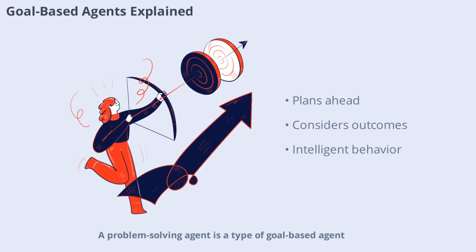A problem-solving agent is a type of goal-based agent. This means it decides what to do by finding sequences of actions that lead to desirable states. Unlike simple agents that react to immediate stimuli, goal-based agents plan ahead, considering the long-term outcomes of their actions.